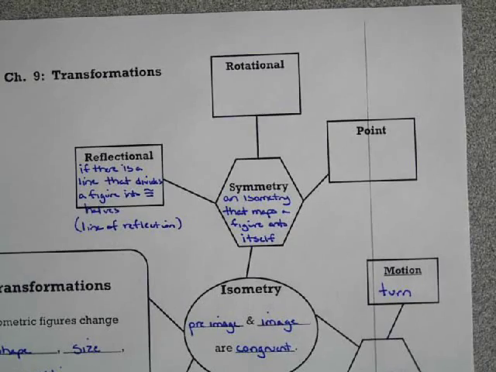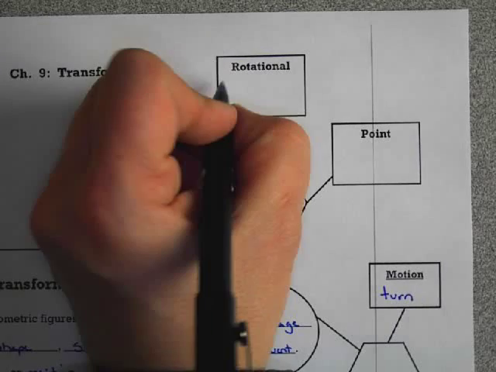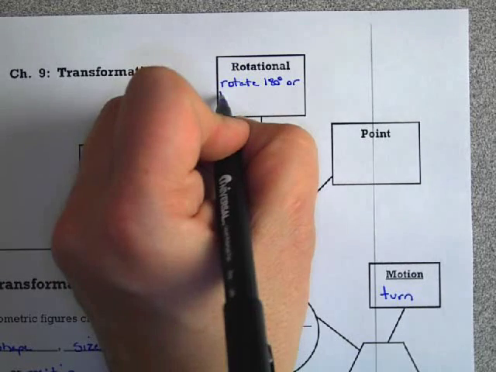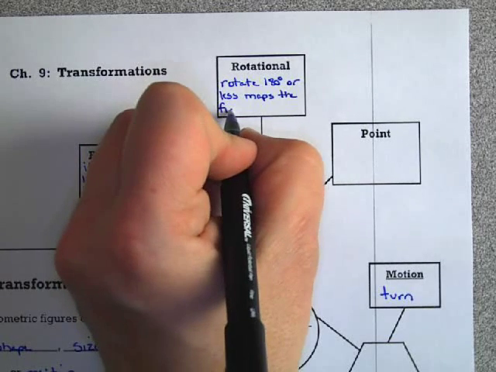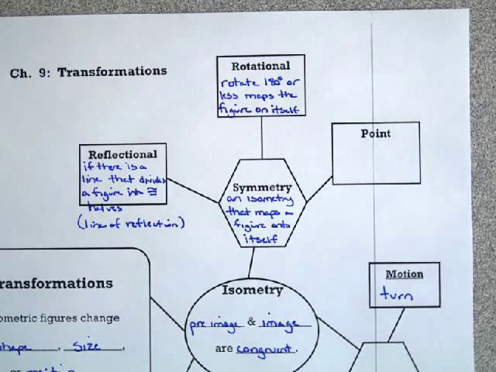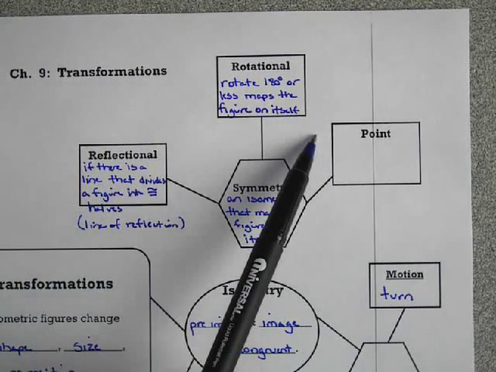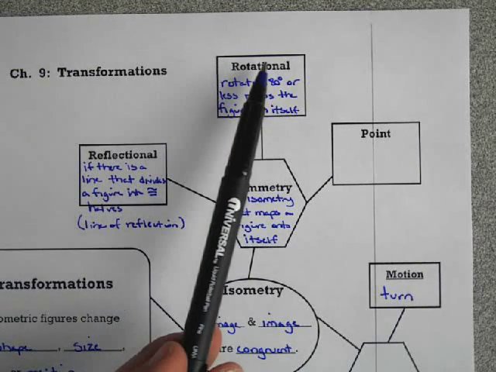Rotational symmetry is if you can turn a figure 180 degrees or less and map that figure onto itself. So again, with rotational symmetry, you rotate 180 degrees or less, and you get that figure to map right onto itself again. So for example, this figure would have rotational symmetry because I could turn it 180 degrees, and it would still be a rectangle, length along the horizontal, width on the vertical.